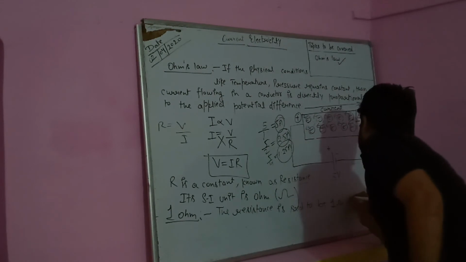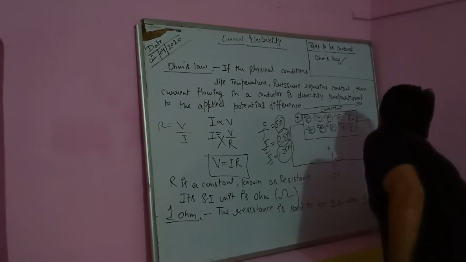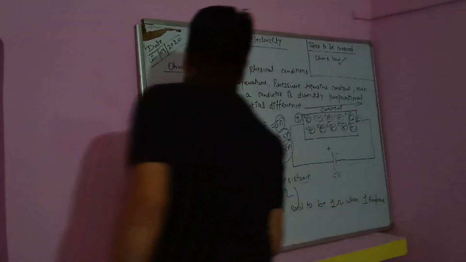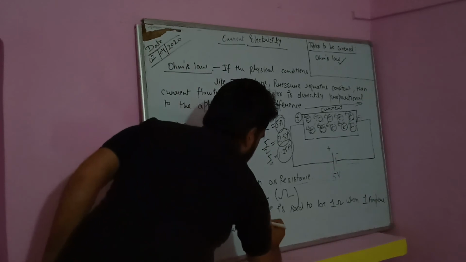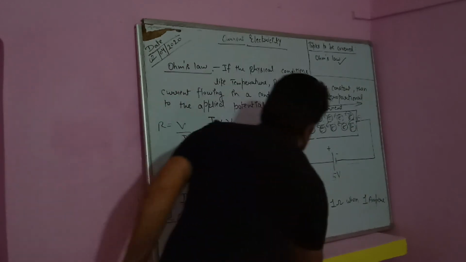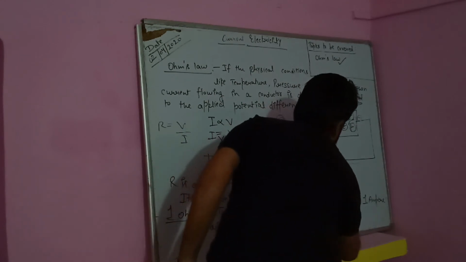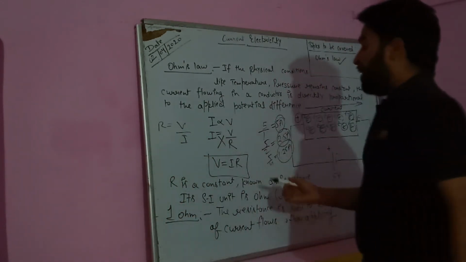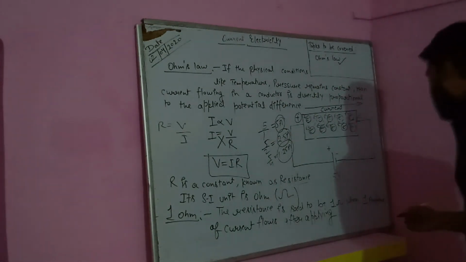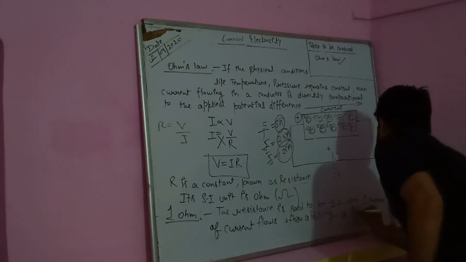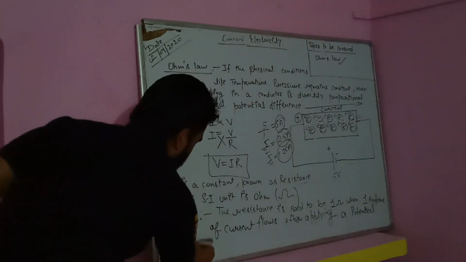The resistance is said to be 1 ohm when 1 ampere of current flows after applying a potential difference. What should the potential difference be? The potential difference should be 1 volt.